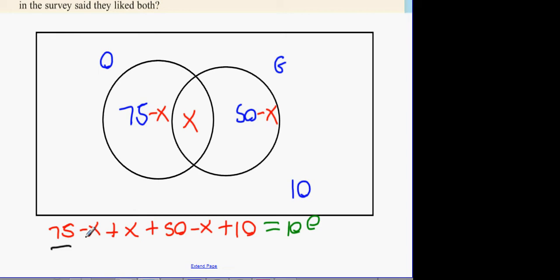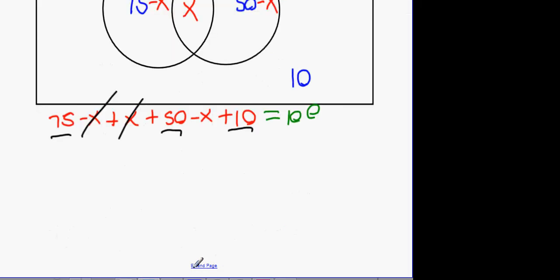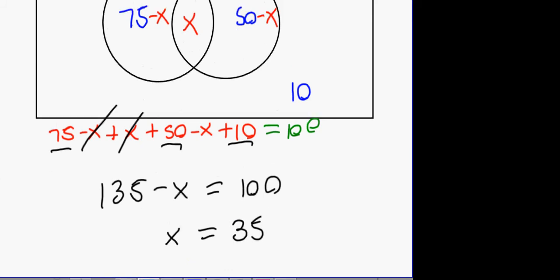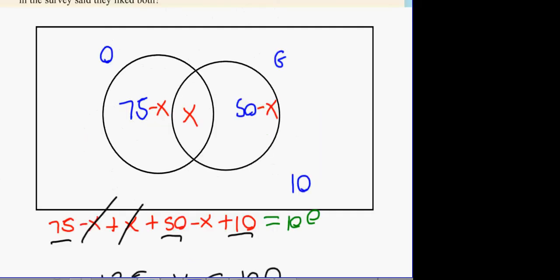The first two x's cancel each other out, which means 1x, and 75 plus 50 plus 10 is 135. 135 minus x equals 100. So x equals 35. x equals 35. That's excellent. Okay. So, x equals 35.